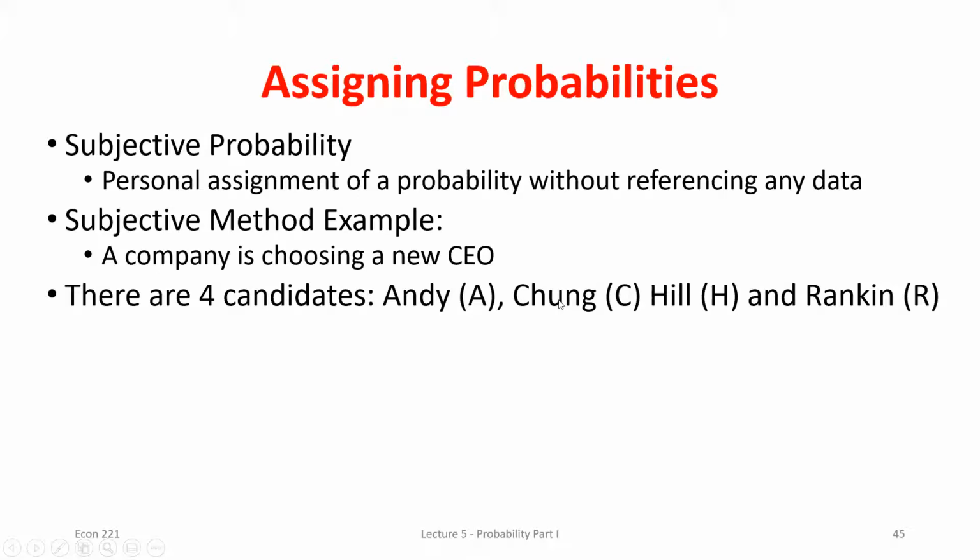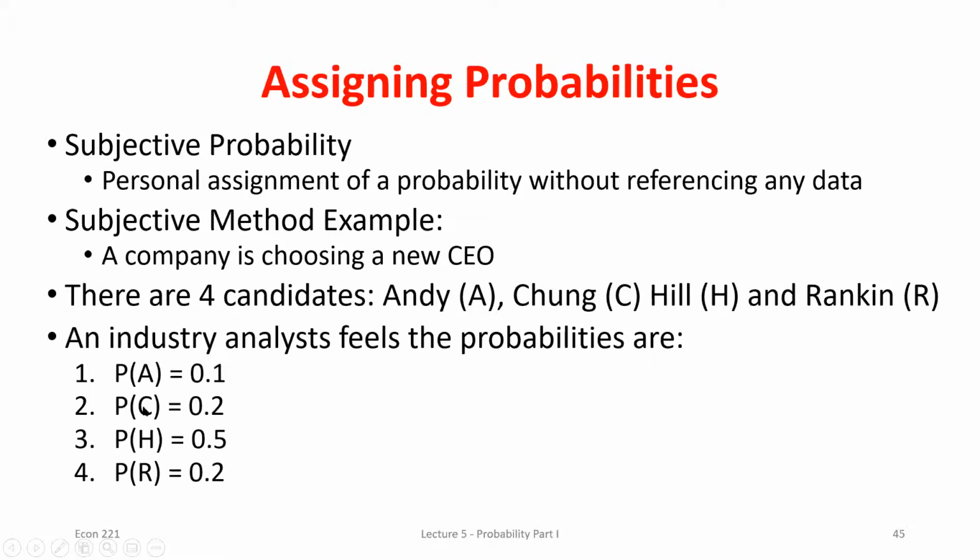Now, we can't use the empirical method either because I don't have this experiment ever run before. It's very unlikely we would see the same 4 candidates go up for the same CEO job more than once. So this is a scenario where we can't collect data and assign it empirically. The classical method doesn't make sense. So basically, as I said here, an industry analyst or someone who has some expertise or knowledge in that field tries to assign the probabilities based off the information and knowledge they have about these candidates, and in this example, whatever company is hiring a CEO.